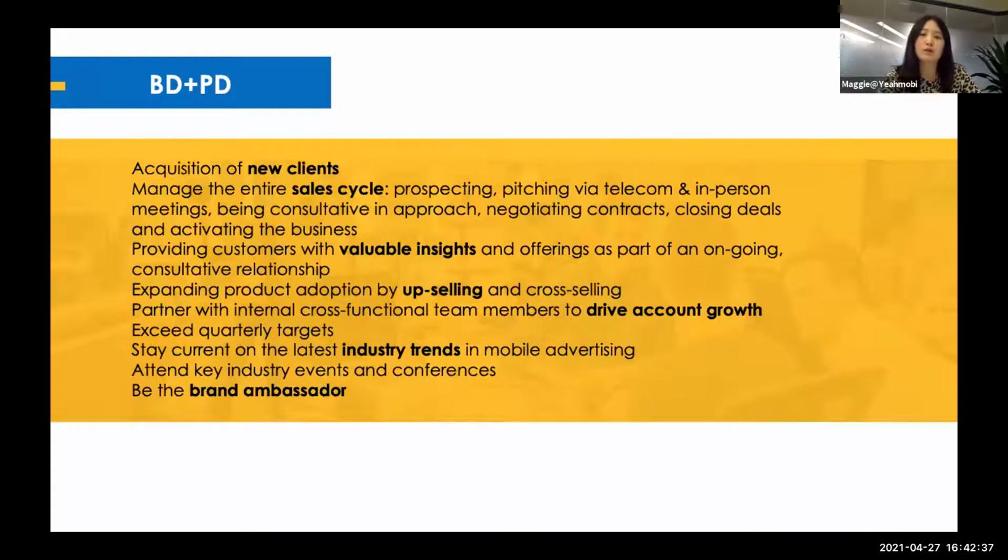And we also provide them with valuable insights, especially for China clients, we provide them valuable insights like in Japan, in Korea, or in US. And for overseas clients, we provide them the local insights, which means the insights in China. How could they grow their app in China, and how could they acquire valuable and quality users in China? And our BD and PD also work as our brand ambassador and also share some industry trends in some events to help them to know more about the market.